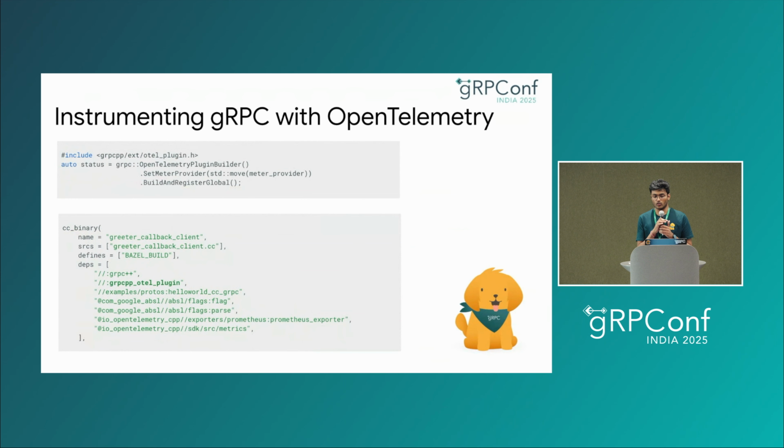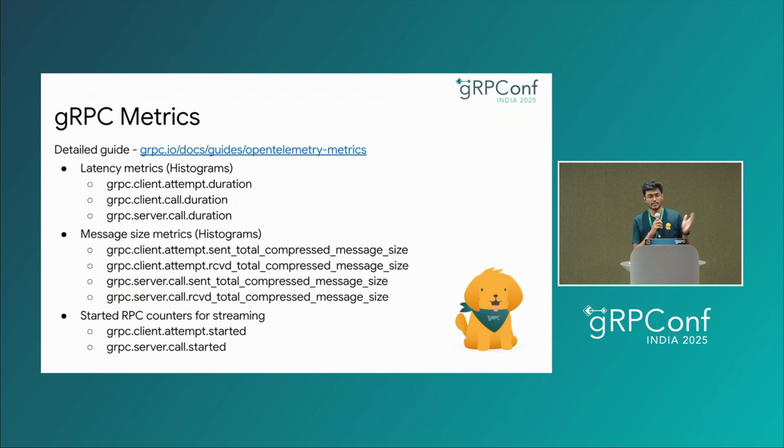Here is a quick overview on how to instrument your application with the gRPC OpenTelemetry plugin. This plugin is available in C++, Java, Go and Python. Here is a metric example. To use it, all you need to do is use the OpenTelemetry plugin builder, set up with an OpenTelemetry meter provider, which would have the exporter configuration. In our use case, we will be using Prometheus. There are several metrics that are already available in gRPC. You can visit the given website to get more information.